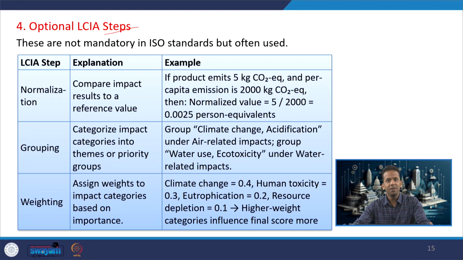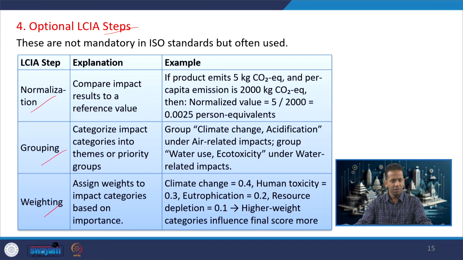These are not mandatory in ISO standards, but are often used to help the interpretation stage. Some of the optional steps are normalization, grouping, and weighting. Since there are so many impact categories, say 16 or 18, it's difficult to tell overall which of the alternatives is performing better. Otherwise, we would have to compare all those 17 and take some average or do some clubbing of it. So, for that these steps are there.